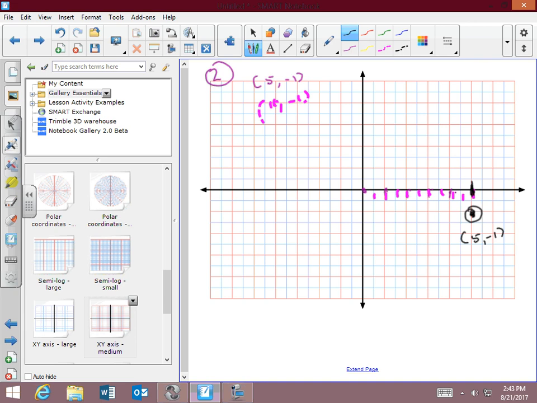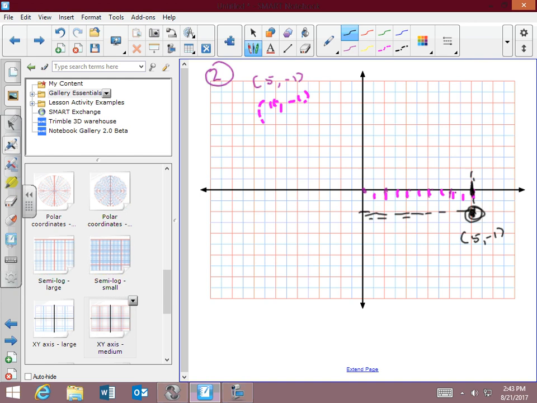I could also go down here to -1 like this, over here to 5, and drop an intersection at that point, if that helps. Or confuses you, whichever. Okay, let's go.